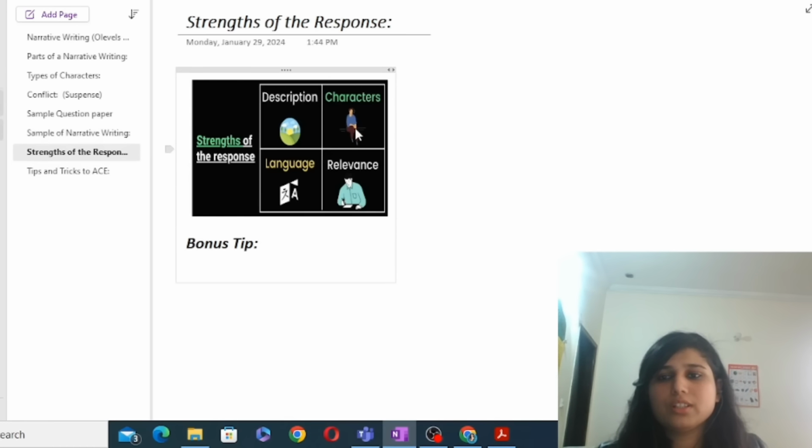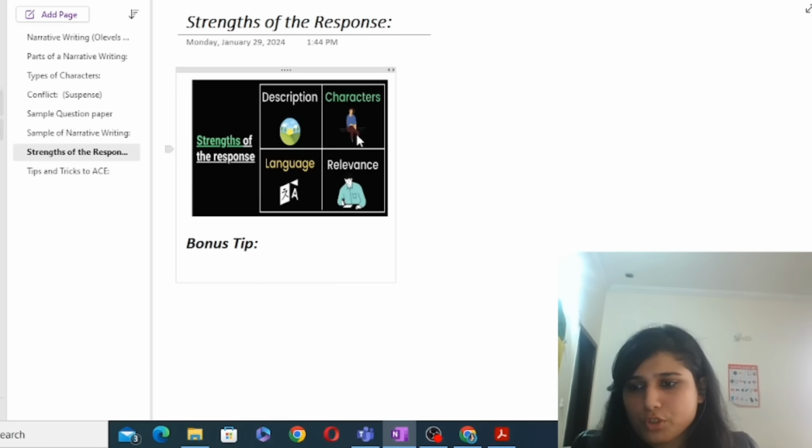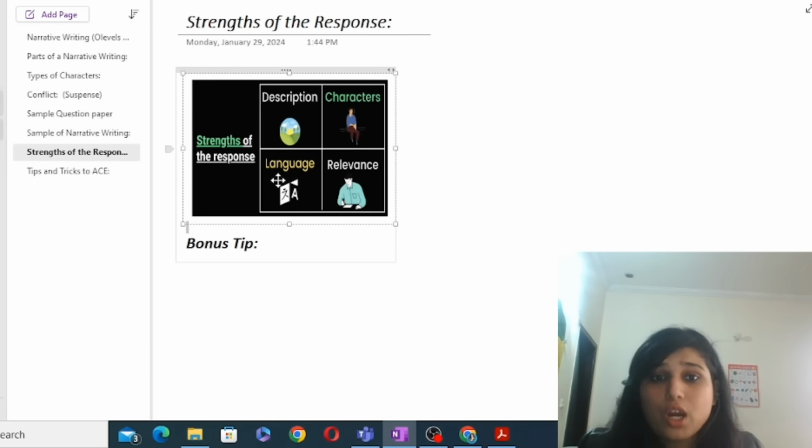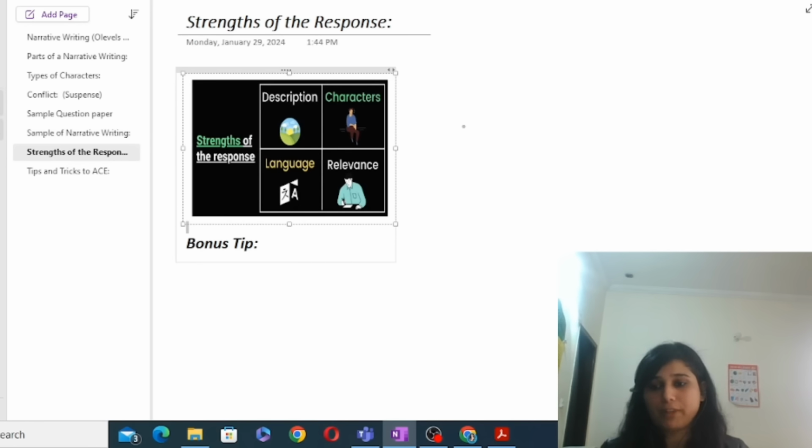And now the strengths of the response. I'm going to share with you the strengths of the response, and that is that good vocabulary is important to score. The description, the characters, language and relevance are important. These are the four things which are extremely important, but the main thing is that you need to add good vocabulary. However, do not add fancy words you have learned just to make your story look good.